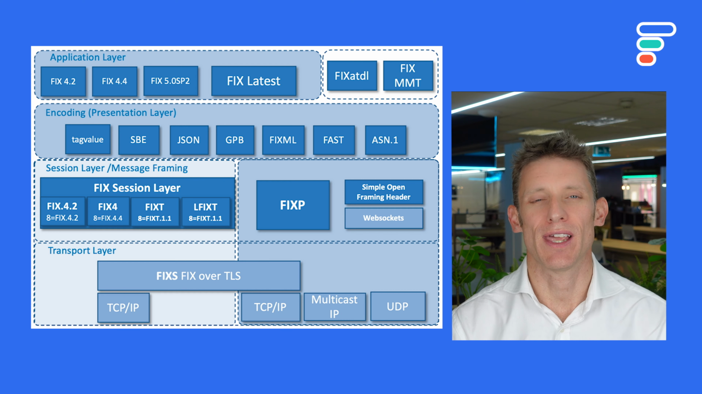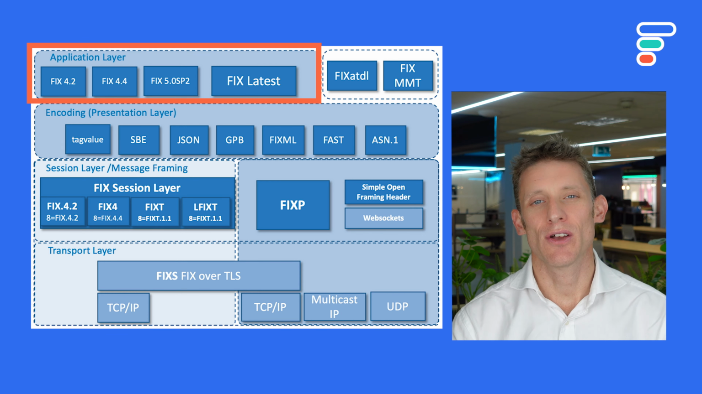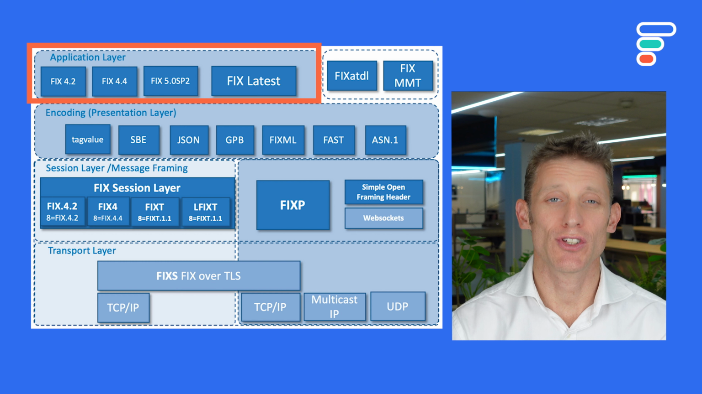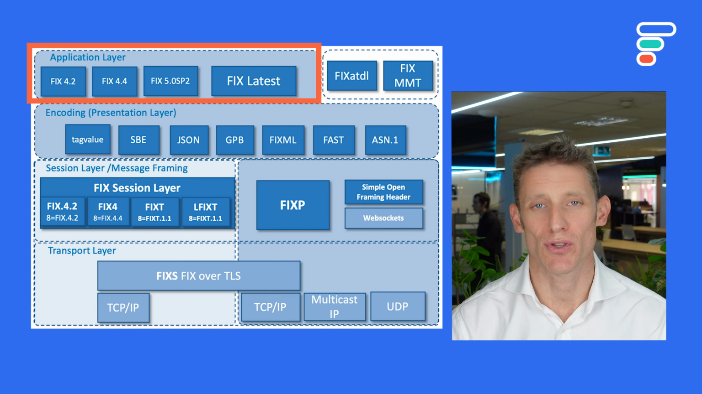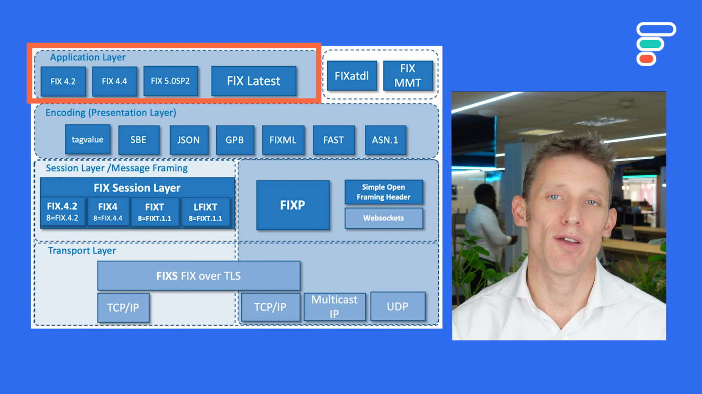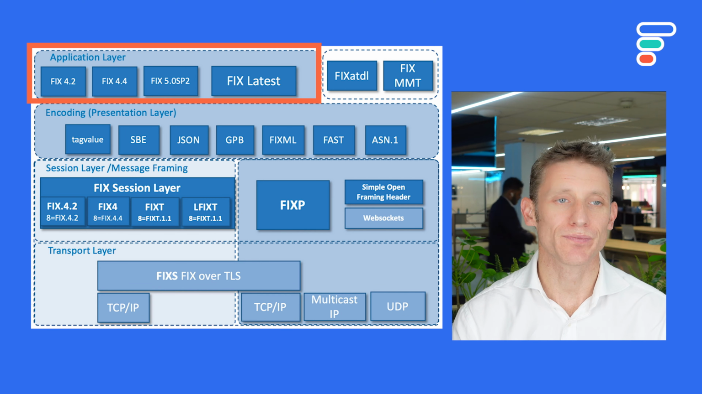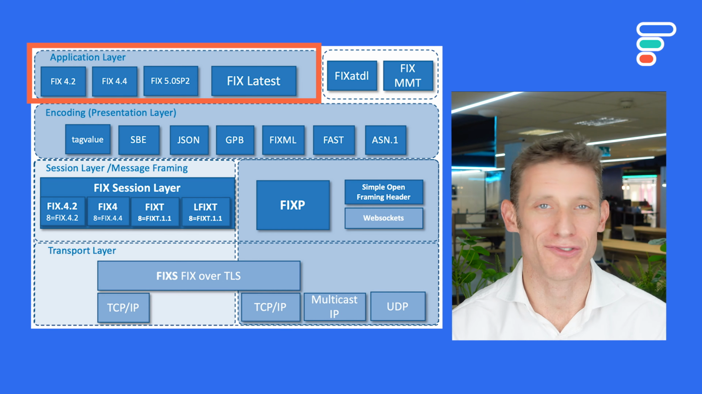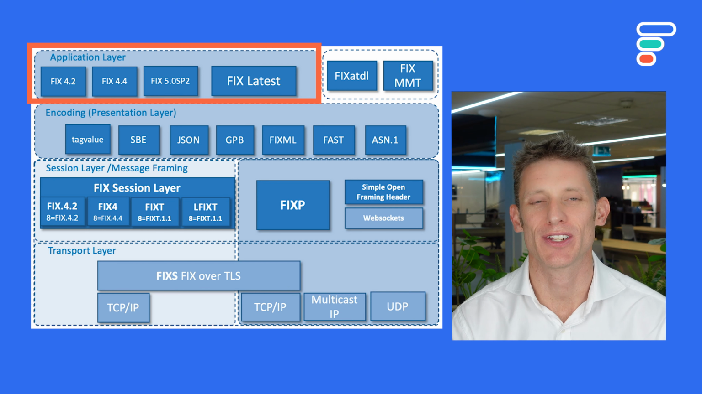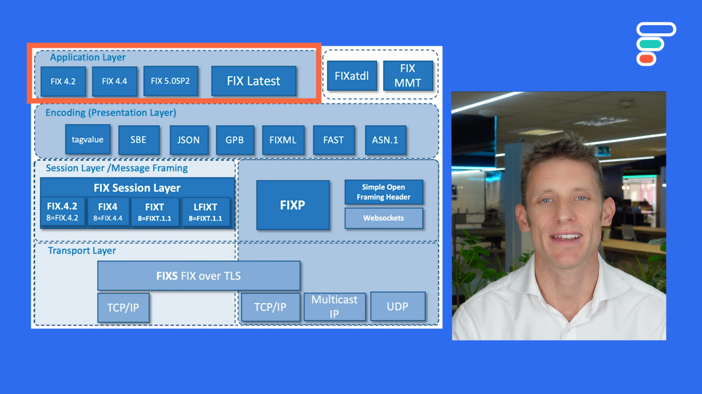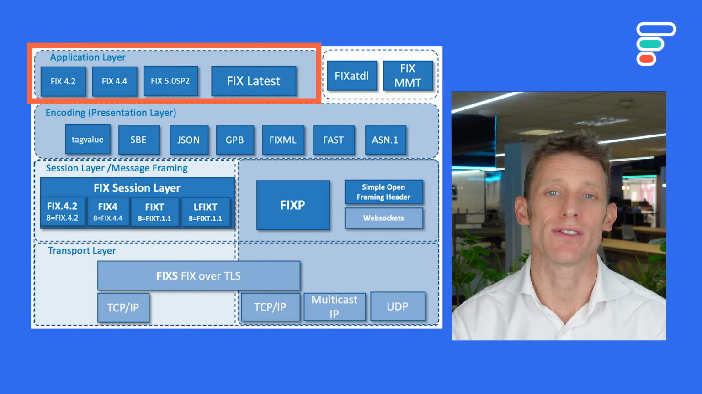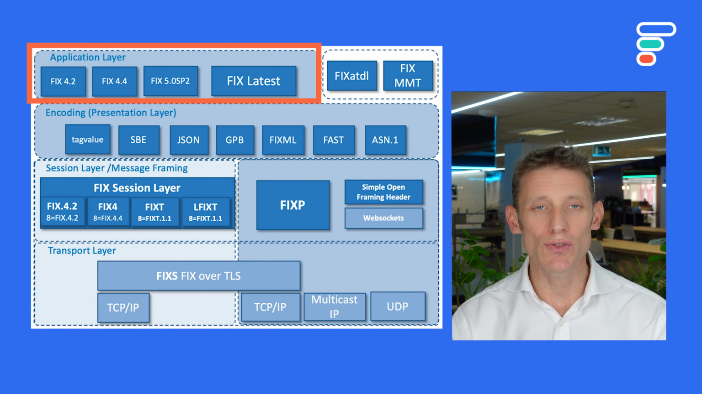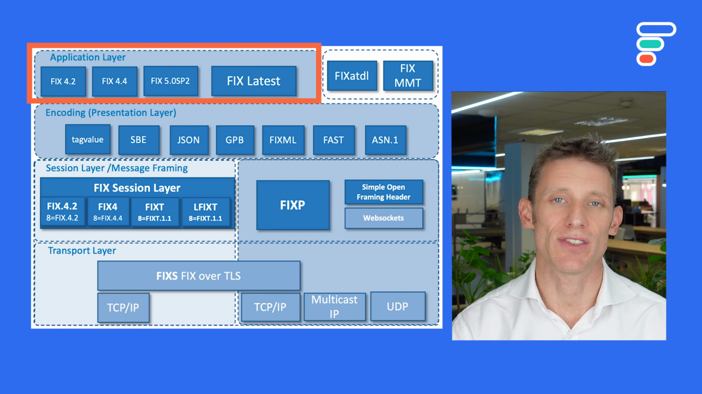First of all, we start off in the application layer. This is probably the more traditional bit, the familiar piece for most people. You choose a protocol version: FIX 4.2, 4.4, 5.0 Service Pack 2. You go onto the FIX Trading Community website or any other dictionary out there on the internet, and you see a series of messages, fields, enumerations, and so on and so forth. You construct the messages that you actually want to pass back and forth to customers.